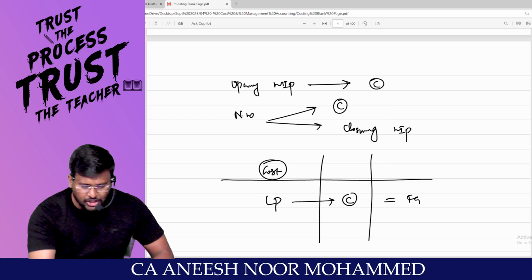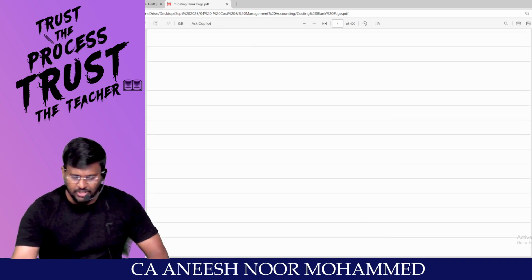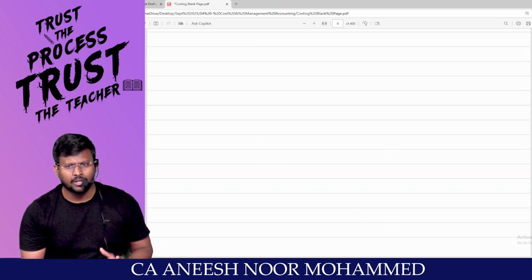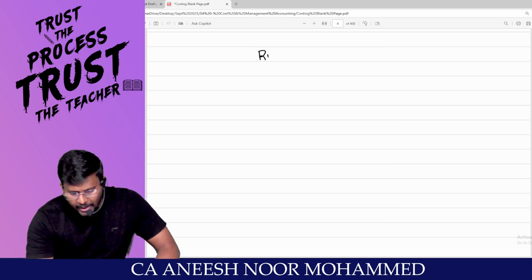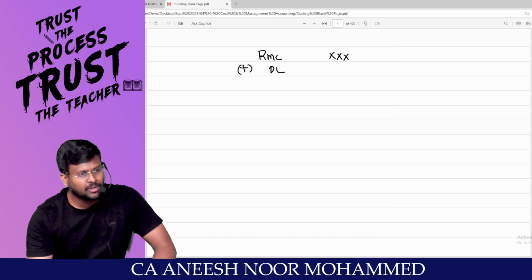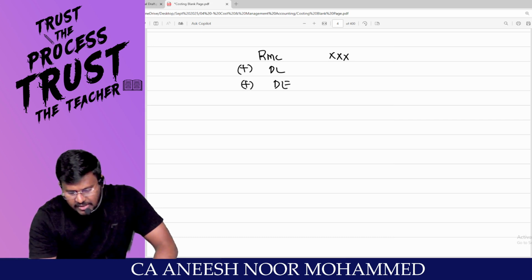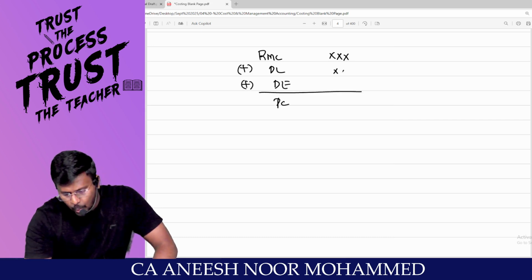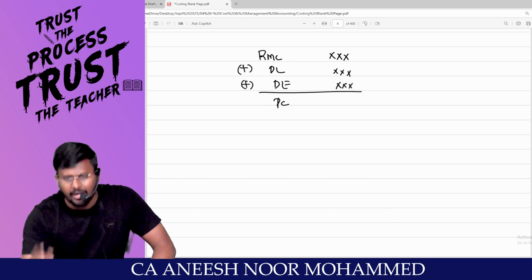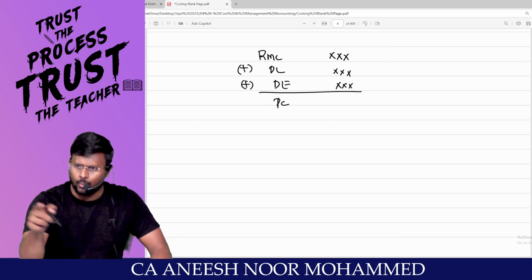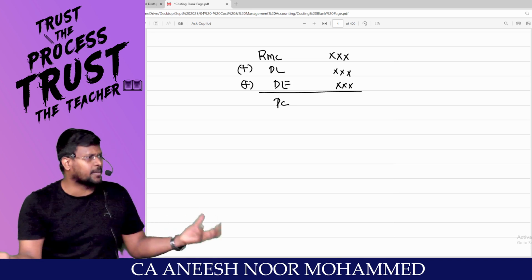Sir, can we manufacture a car? In order to manufacture a car, first what do you need? Raw material. So raw material consumed. Add labor. Add expense. This is called as what cost? This is the primary cost. Without material, without labor, without expense, I can't manufacture a car.